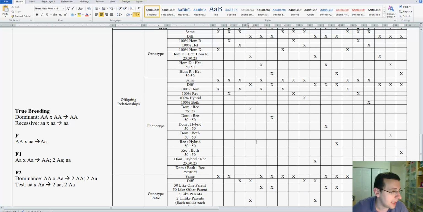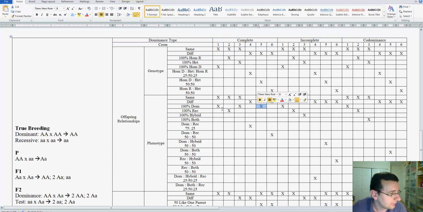Now, if they say all the children look the same, that's going to be any of the true breeding crosses or any of the P crosses or the F2 dominance cross if it's complete dominance. If it's incomplete dominance, the children are not going to look all the same because this is going to be a hybrid look and they're going to be looking different. What if they say the children all look different from each other? That could be the F1 cross or the dominance cross in case of incomplete dominance or codominance, or the test cross. So those are the different situations in which children will look different from each other.